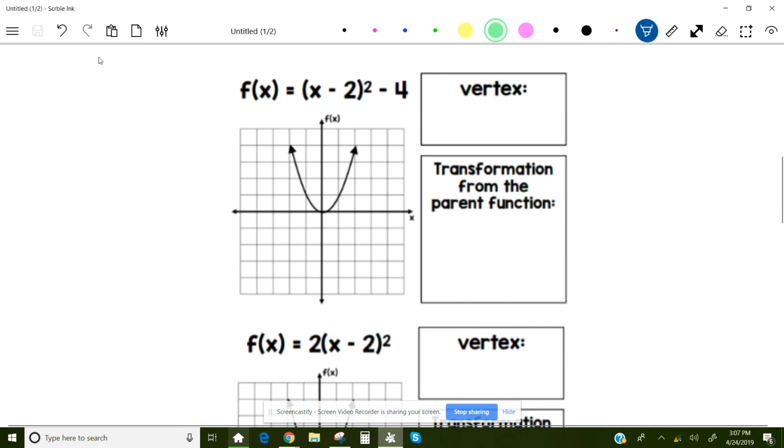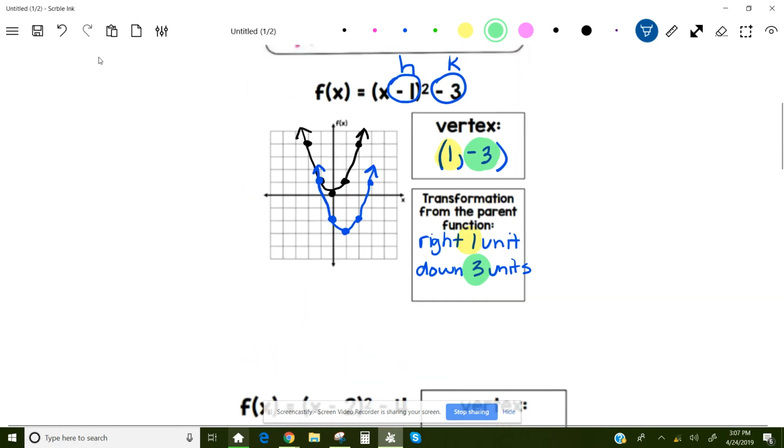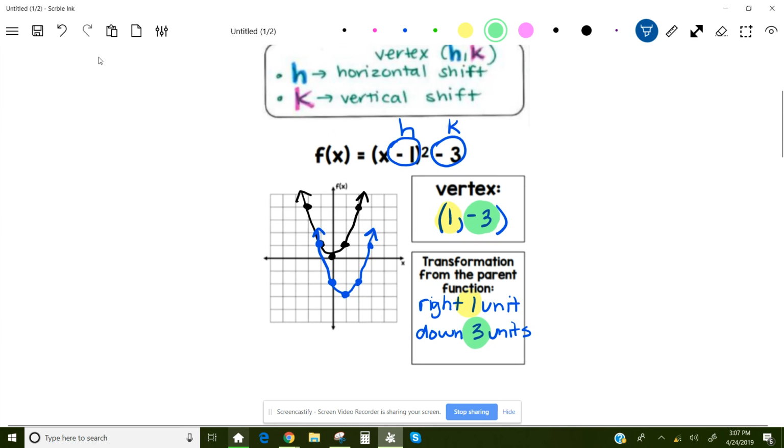Okay, so in the next video, we are going to go over one of the examples inside of the Foldable.